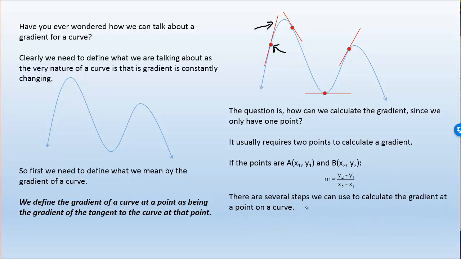There are several steps we can use to calculate the gradient at a point on a curve. The first is drawing a tangent by eye. Then the other steps we're going to look at by examples and by you doing some questions. So there won't be any more notes on this part, but you'll discover it as you work through the questions.